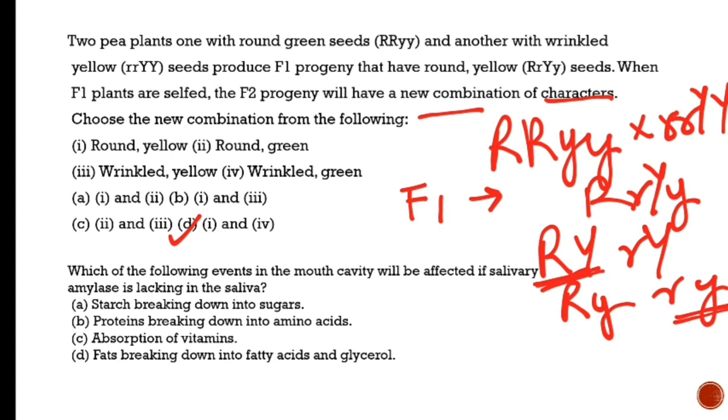So you will be writing those two combinations which are very different from whatever they have mentioned about the parent character. Okay, I hope you have understood this. Moving on to the next question.